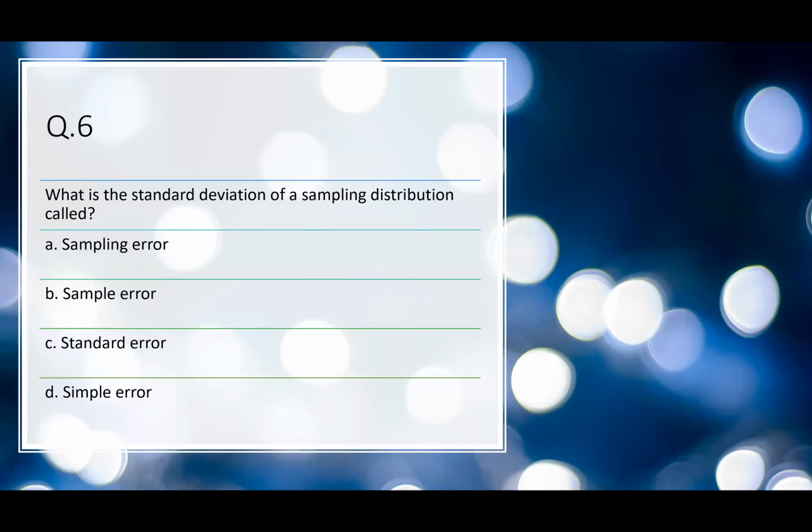What is the standard deviation of the sampling distribution called? Sampling error, sample error, standard error, simple error. Standard error. Yes. It's called standard error, because the standard deviation of the sampling distribution is called the standard error.